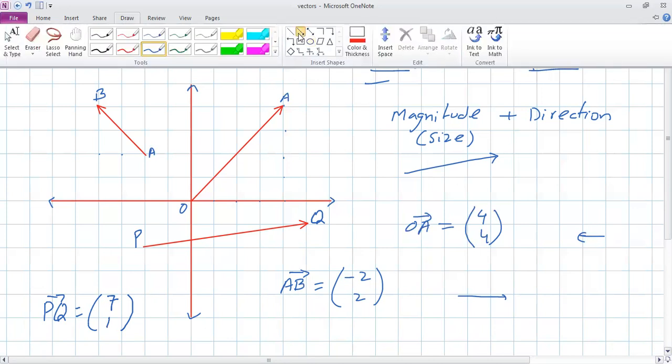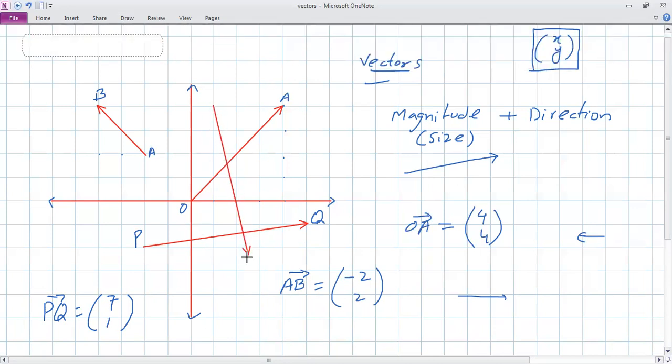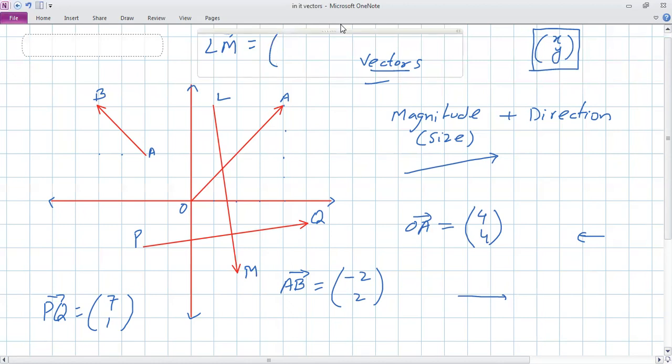Okay, let me take another vector. Say this is L, this is M. Now, if you have to write the vector LM, what will it be? 1 step horizontally, so it will be 1. Then how many vertical steps? 1, 2, 3, 4, 5, 6, 7. But it's downward. Downward y is negative, so it will be -7.